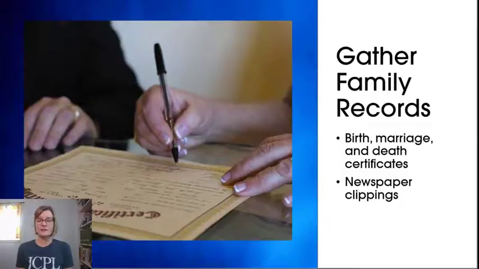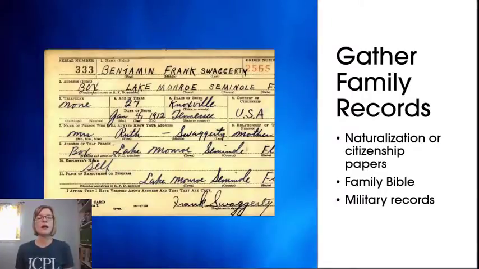You may find more pieces of the puzzle in family records such as birth, marriage, and death certificates, or newspaper clippings such as obituaries or wedding and birth announcements. Other types of family records that may have valuable pieces of information include naturalization or citizenship papers, family Bibles, or military records. For example, this World War II draft card gives the registrant's birth date, his residence, and his mother's name.